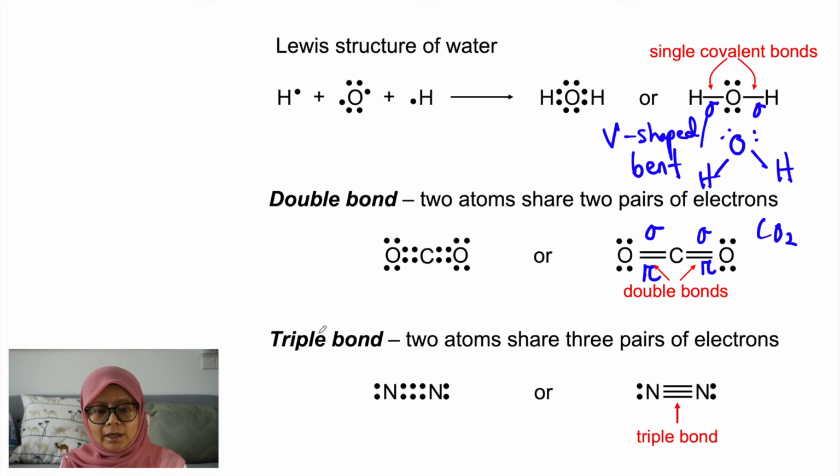Other than that, we have the triple bond. This is where the 2 atoms share 3 pairs of electrons. For example, we have N2, or nitrogen, where they will give us 2 pi bonds and 1 sigma bond. Sharing is from side to side and also end to end. This one we will discuss later, how the sigma and pi bonds form.